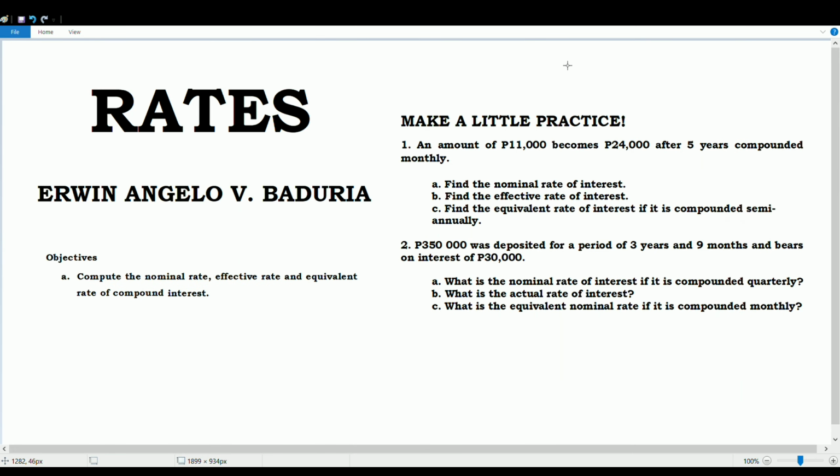For your practice, answer the 2 items provided on the screen and comment down your answers.